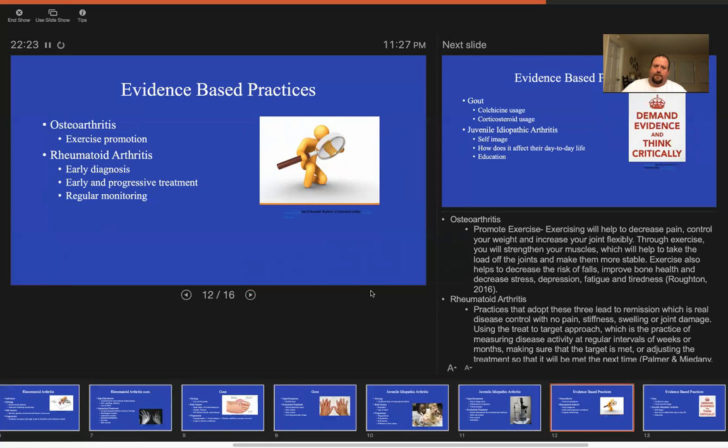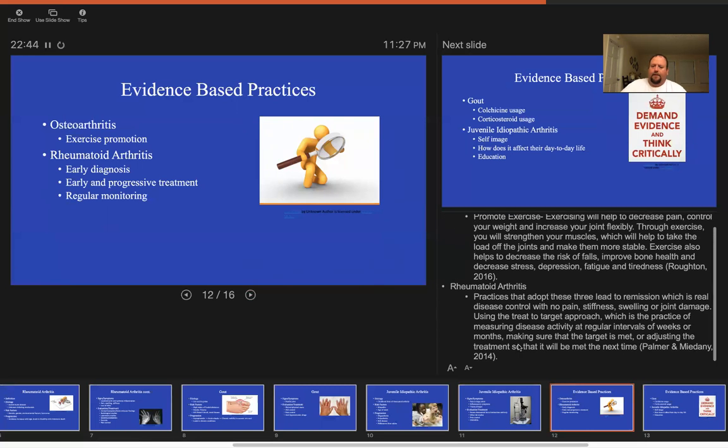All right, so rheumatoid arthritis: early diagnosis is important. Early and progressive treatment is related to better outcomes, and regular monitoring with the medicines improves their prognosis. If you adopt these objectives, they lead to true remission, which is real control of this disease with no pain, stiffness, swelling, or joint damage.